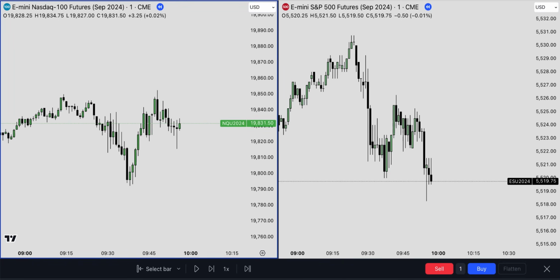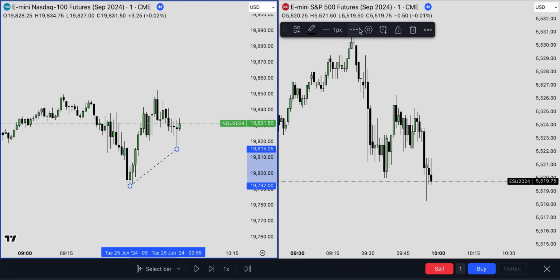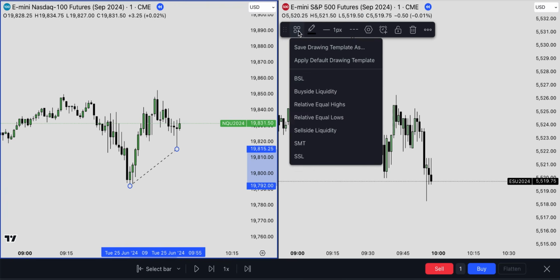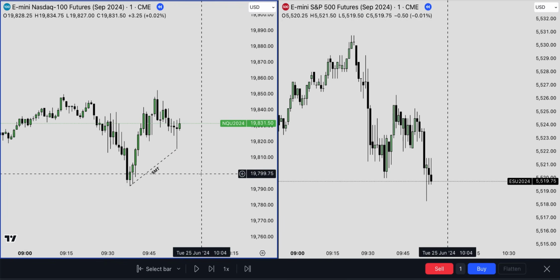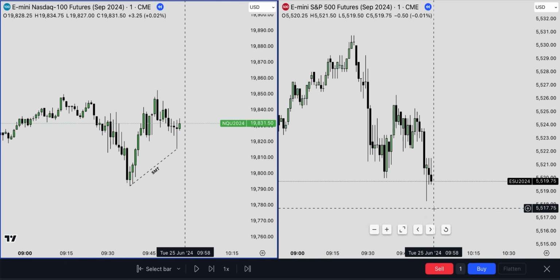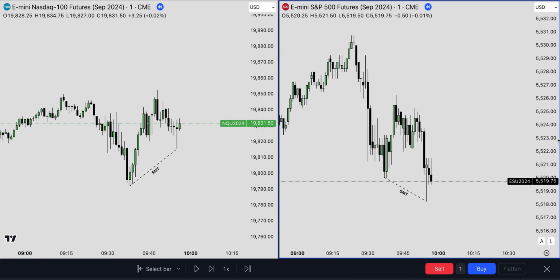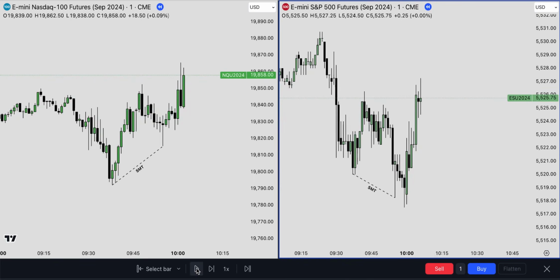So as you can see here, we have a lower low and we have a higher low. So what this means is NQ is the stronger correlated asset, ES is the weak one. Now ES on the other hand has taken this low where NQ hasn't. Okay, so that is what an SMT looks like. Now in this scenario, what you can expect is a bullish displacement and then you can take your trade from there.